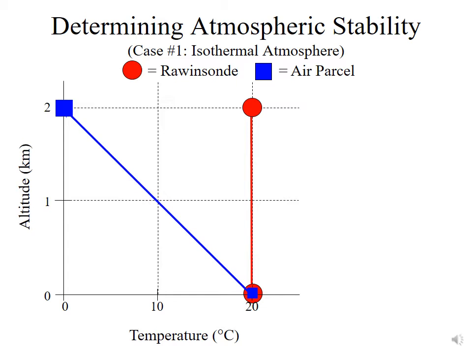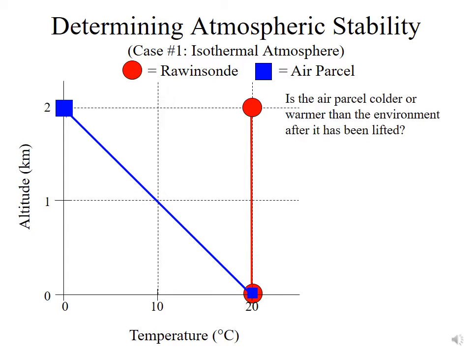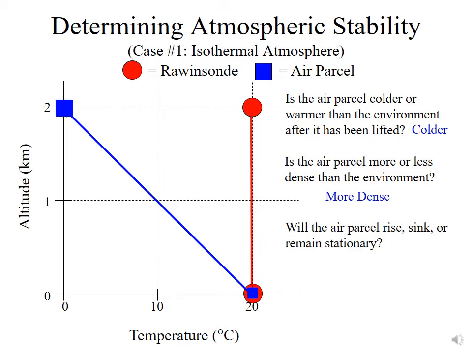In this situation, compare the temperature of the air parcel to the temperature of the environment at that altitude, and you'll see that the air parcel is much colder than the environment. So in this case, the air parcel is colder than the environment. Does that mean that the air parcel is more or less dense than the environment? Well, if it's colder, it's going to be more dense.